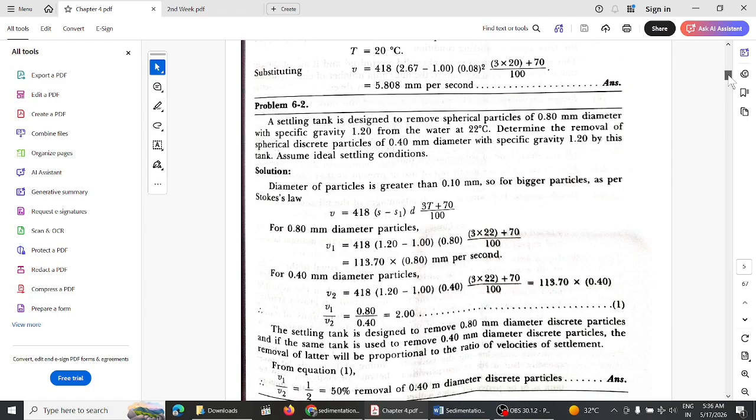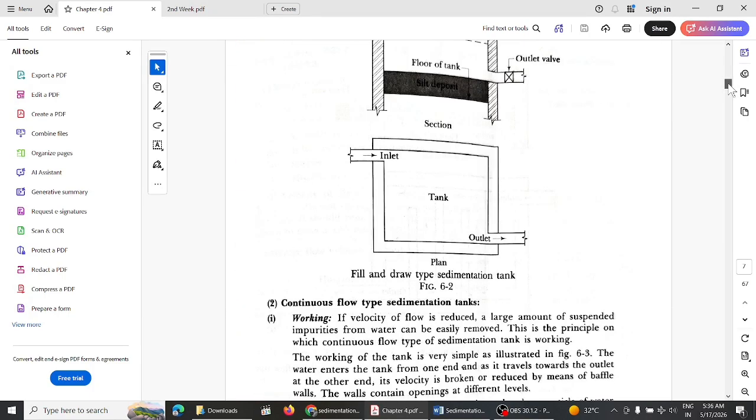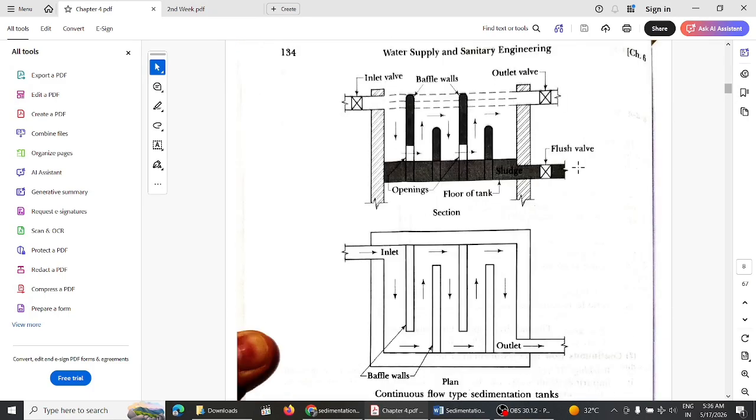The sedimentation tank is also called a clarifier or settling tank, where suspended particles settle under gravity. You can see here the inlet wall, baffles, outlet wall, and flush wall. These are openings, and this is the way water flows and the particles go down. The main purposes are to remove suspended solids, reduce turbidity, reduce load on filters, and separate sludge from water. It is used in water treatment plants and wastewater treatment plants.